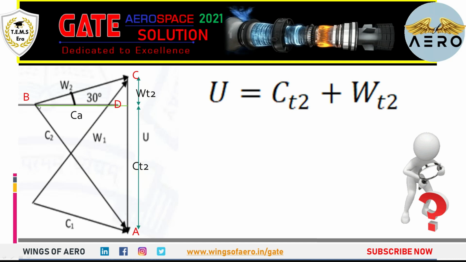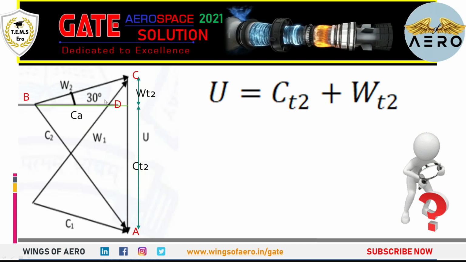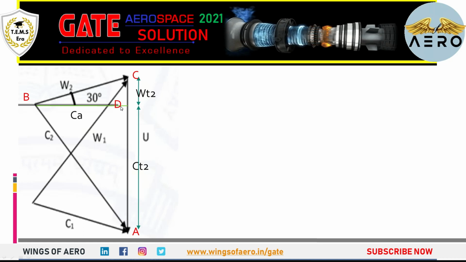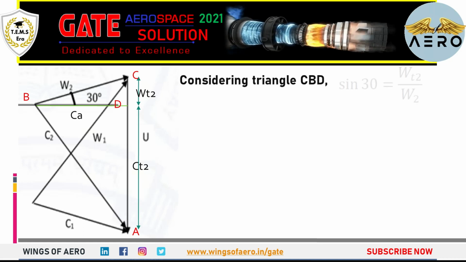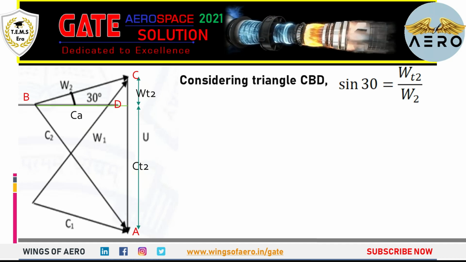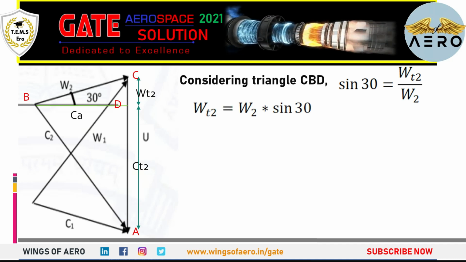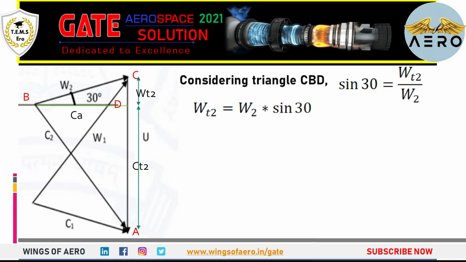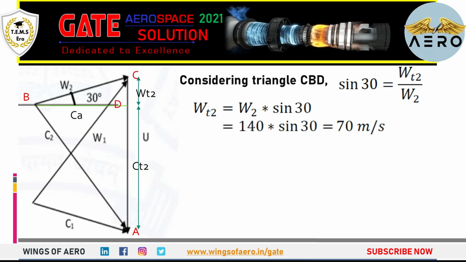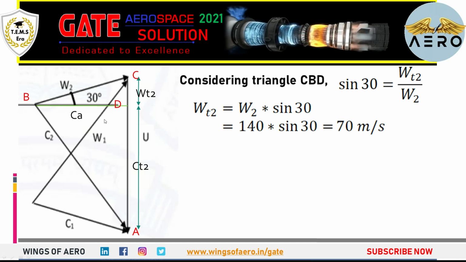But here first we'll see the maximum values of the data that have been given. So first we will consider the triangle CBD. While considering CBD, let's first find out WT2. So we can take sine 30 equals WT2 by W2. Now W2 is given in the data, so we can simplify the equation and we get WT2 as 70 meter per second. Now to find out CT2, we need one more parameter, so first we will find out what CA is.